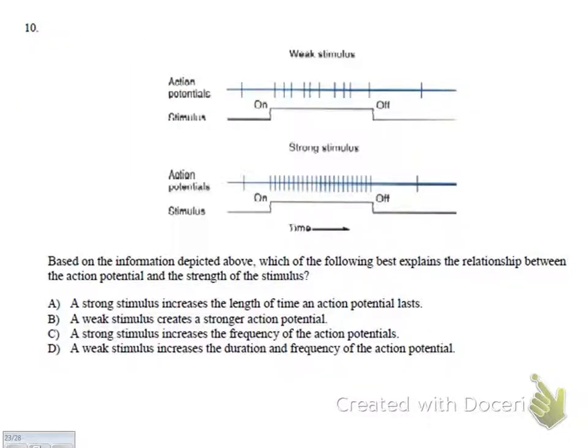Okay, so based on the information depicted above, which of the following best explains the relationship between the action potential? The first thing I noticed right here is time is the same. So you should be able to mark the ones off with time. A says a strong stimulus will increase the time. B says a weak stimulus creates a stronger action potential. So the weak one wouldn't be stronger. No. A strong stimulus increases the frequency. That's what it is right there.